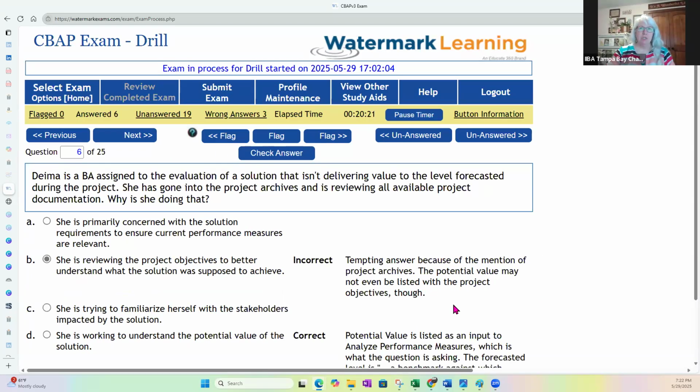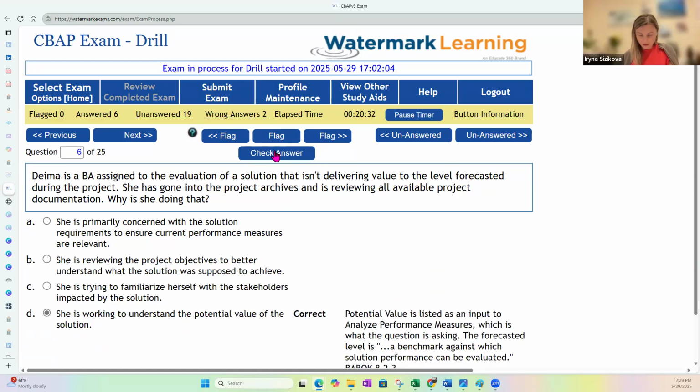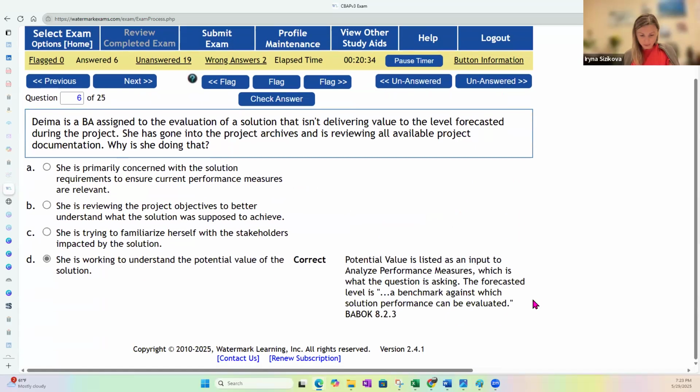Tempting answer because of the mention of project archives, though the potential value may not even be listed in the project objectives. So you need potential value. We only defined the task because the task is analyze performance measures, then the input is potential value. If the task is measure solution performance, its business objective is an input.